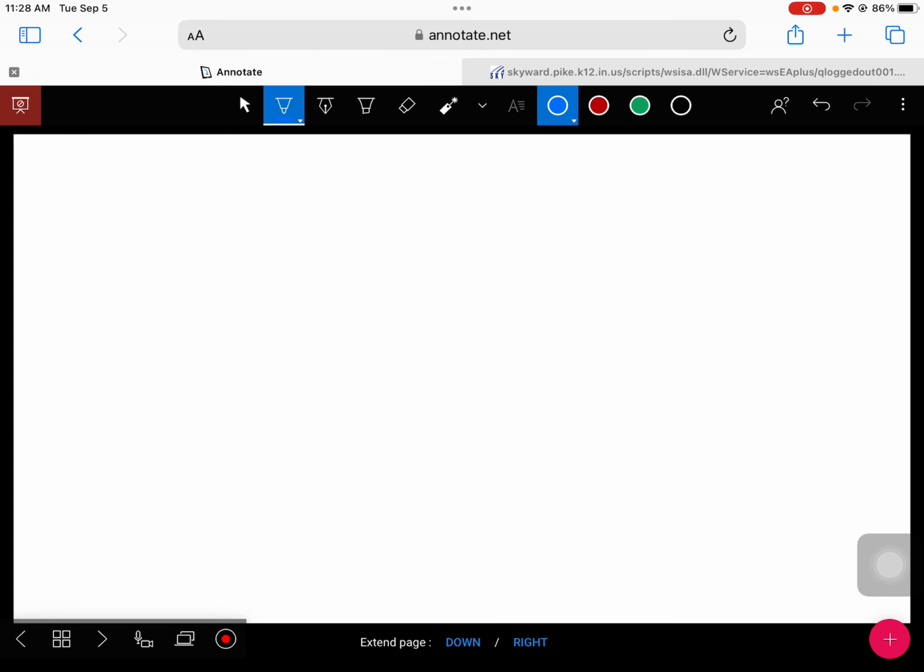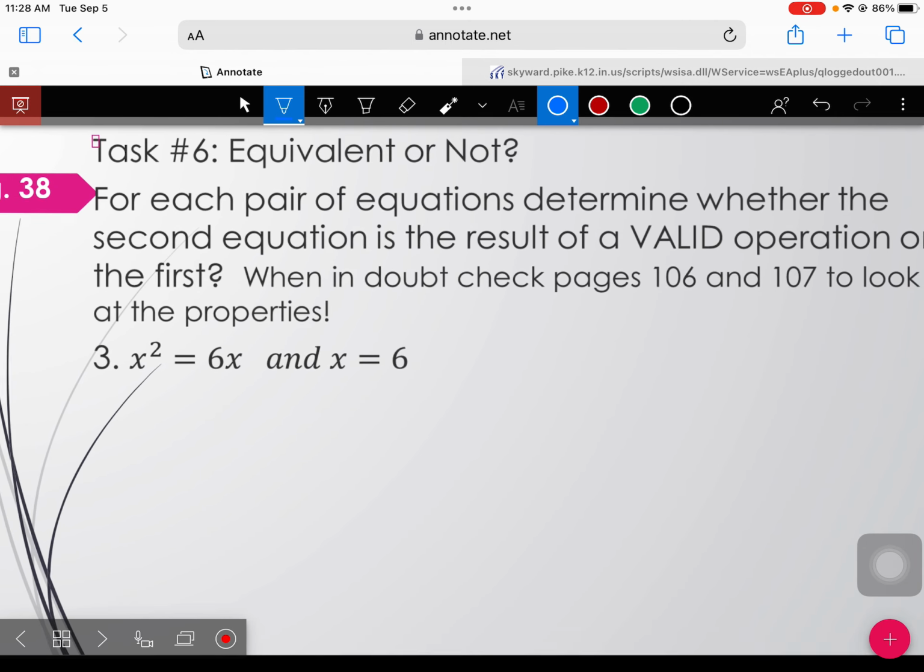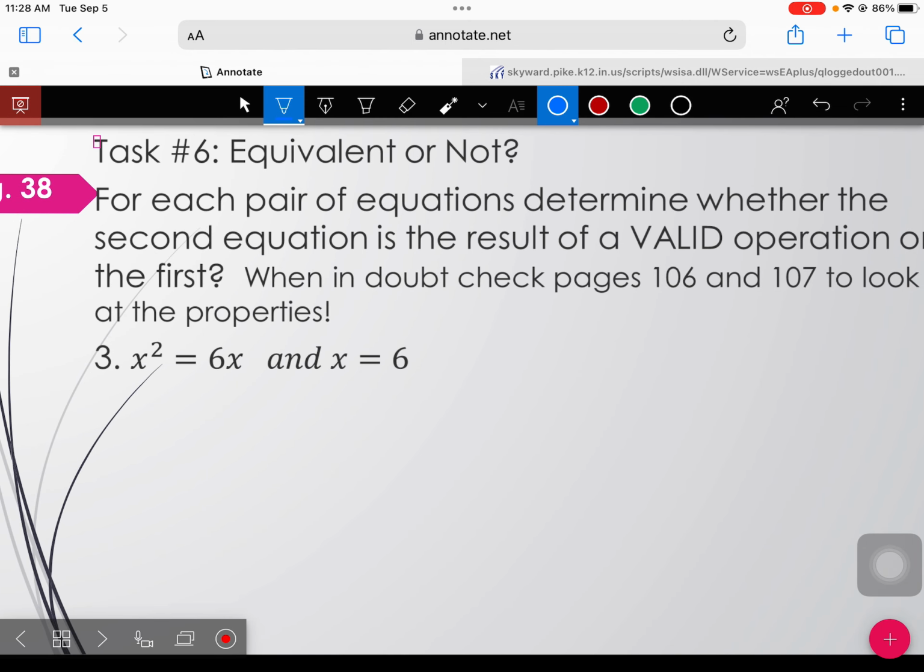Okay, let's go to the next one. This says, for each of these equations, determine whether the second equation is a result of a valid operation. So same directions. Is the second the result of a valid operation on the first? So what can I do to the first to get the second according to the properties that we have? I'm going to tell you, be careful. Be careful on this. But see what you can do to get from the first one to the second.